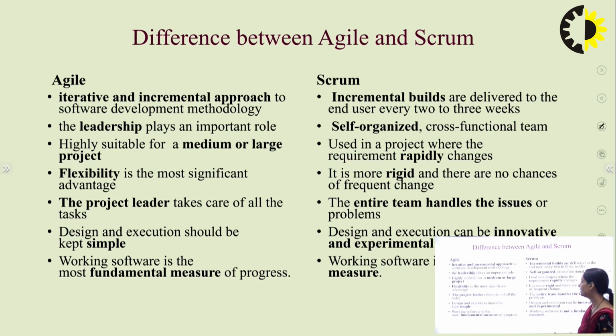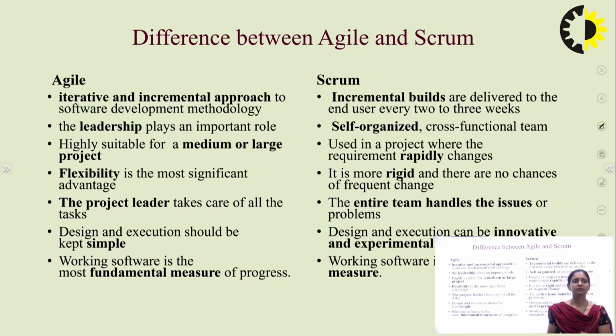In Agile, the project leader takes care of all the tasks, whereas in Scrum, the entire team handles the issue because there is no head in Scrum. In Agile, the design and execution should be kept simple for everyone to understand, but Scrum is innovative and experimental, because in Agile the leader is only one. But in Scrum, because there are many people, they come up with innovative ideas, they experiment, and the best thing is implemented. So Scrum gives more scope for innovation than Agile.